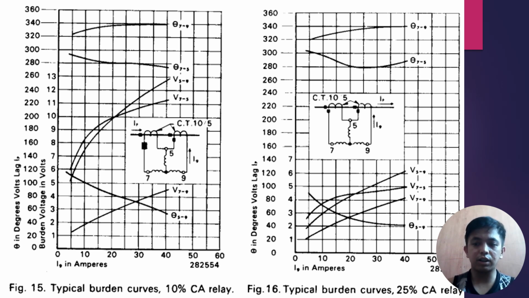For example, suppose you're designing a protection scheme for a long transmission line with high inductance. Then the 25% relay, which handles higher phase lag and burden, might be more suitable. For a smaller power system, you might only need the 10% relay because it handles less load.